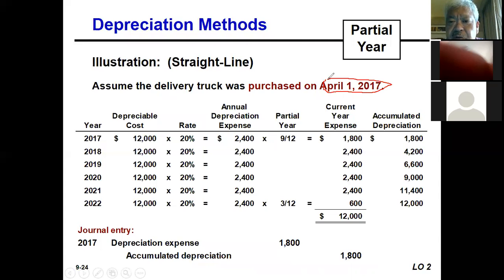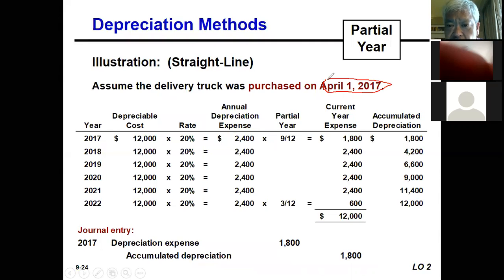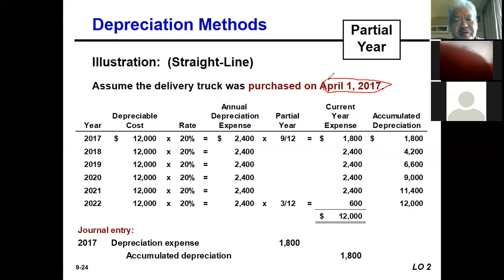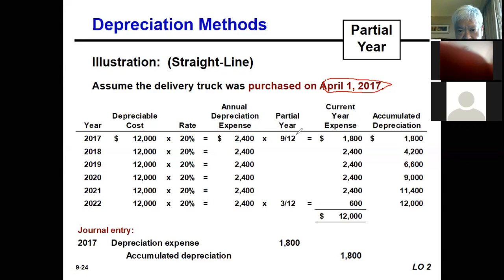So all we used it for was the entire month of April, May, June, July, August, September, October, November, December. So we used it for 9 months or 3/4 of the year. And that's why here we see that we only take 9 of the 12 months, and that's why the first year depreciation expense is only $1,800.